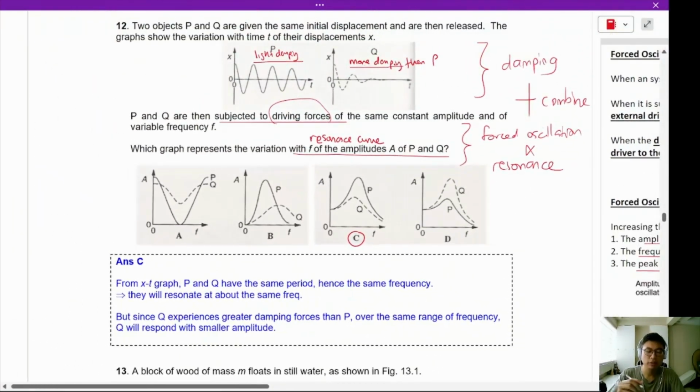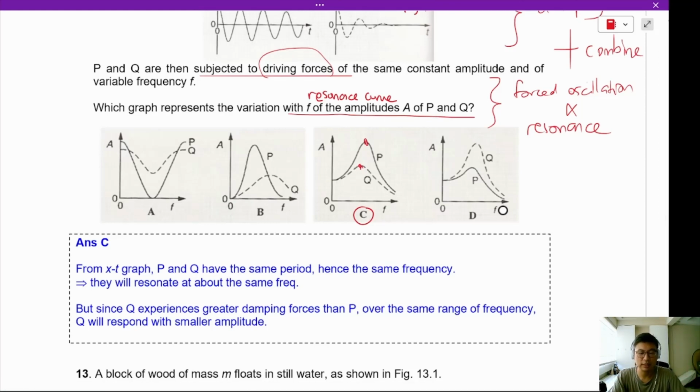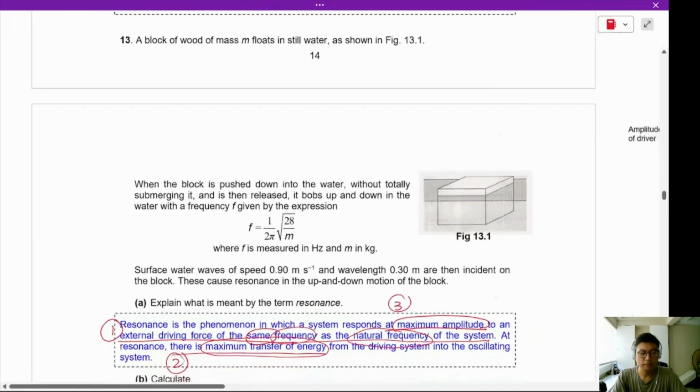So let's take a look back at the graph over here, P and Q. As we increase the damping, the amplitudes are reduced at every frequency. The frequency at which the peak amplitude occurs is reduced, and the curve becomes flatter. C is the answer.